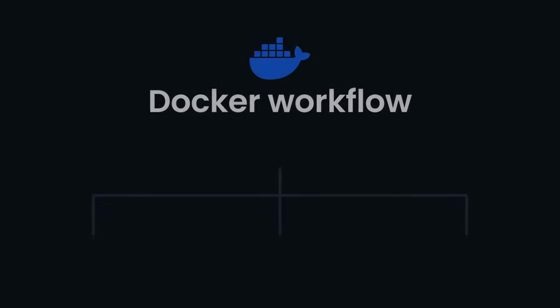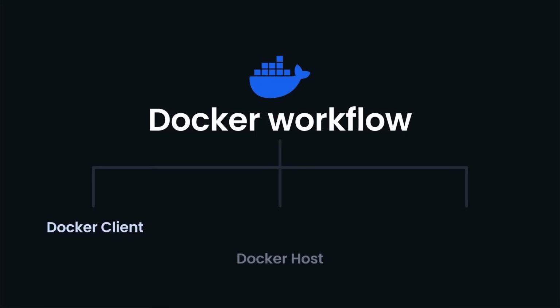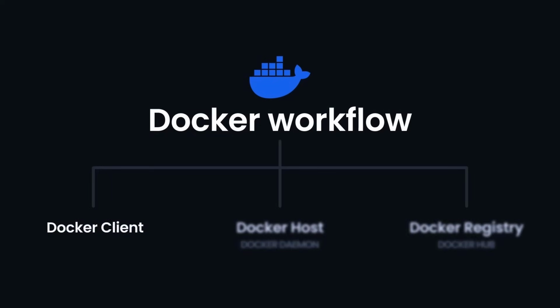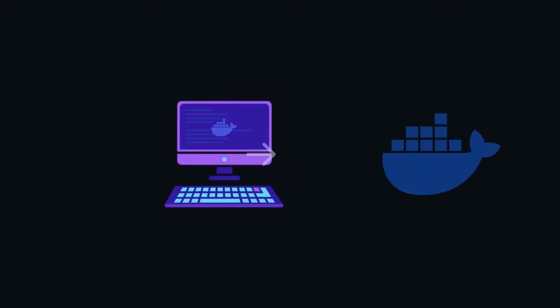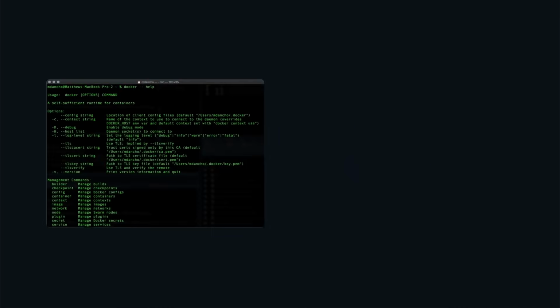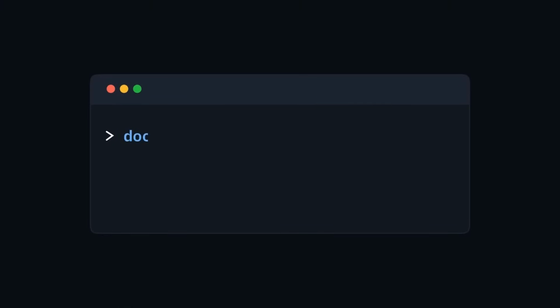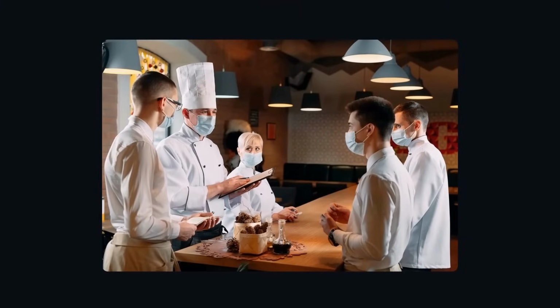So moving on, the Docker workflow is distributed into three parts: Docker client, Docker host, aka Docker daemon, and Docker registry, aka Docker hub. The Docker client is the user interface for interacting with Docker. It's the tool we use to give Docker commands. We issue commands to the Docker client via the command line or a graphical user interface, instructing it to build, run, or manage images or containers. Think of the Docker client as the chef giving instructions to the kitchen staff.